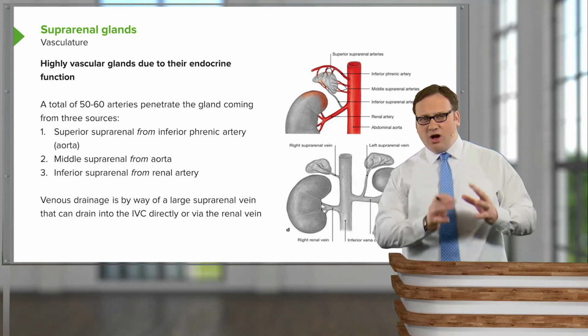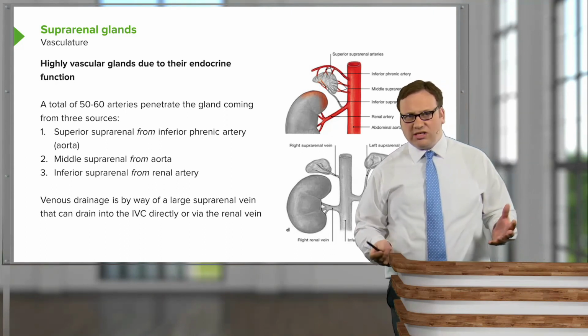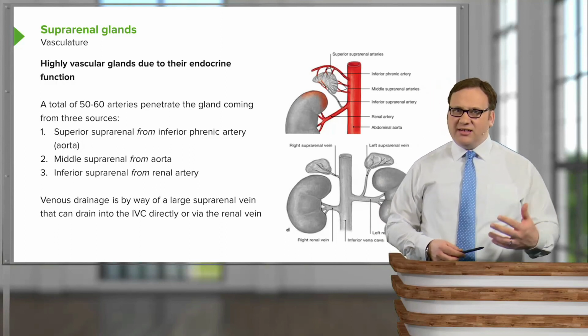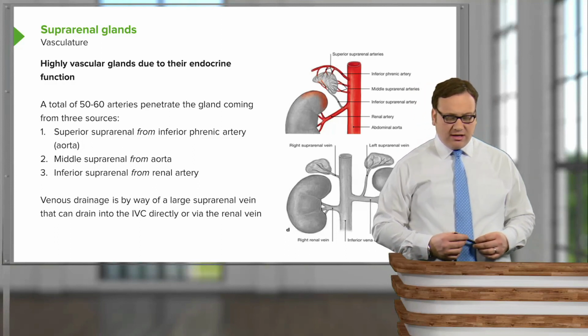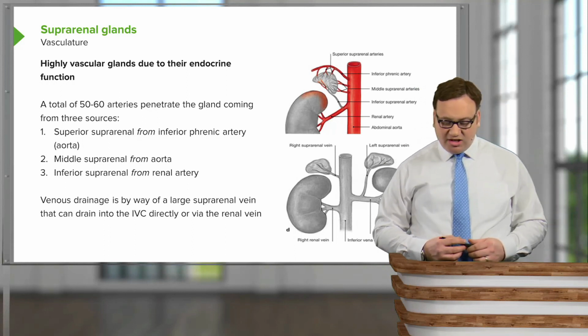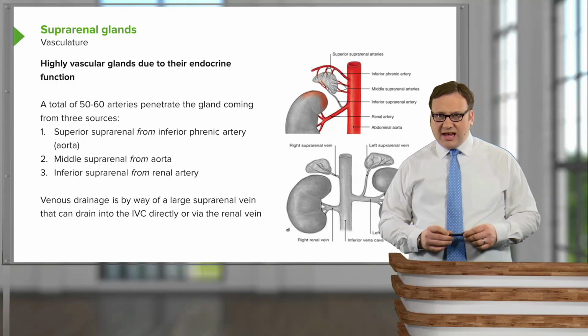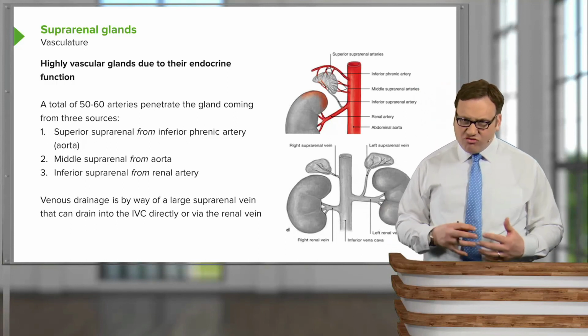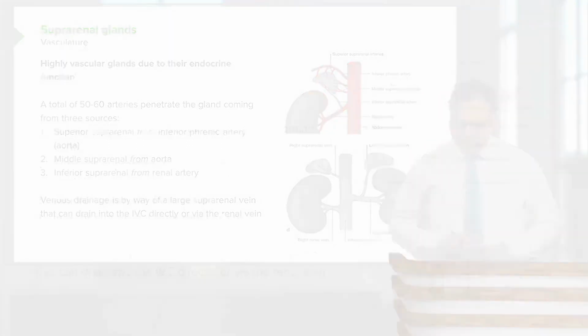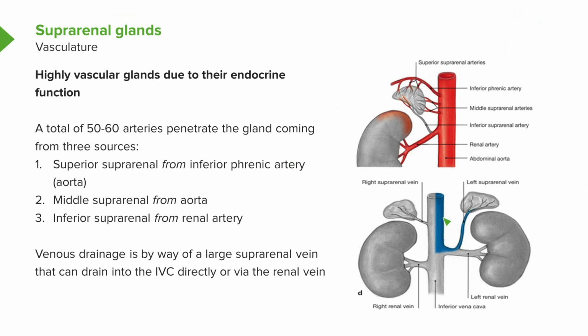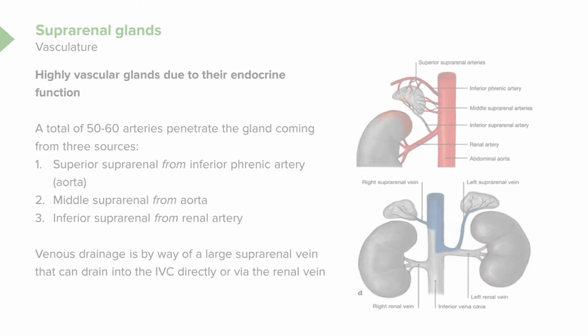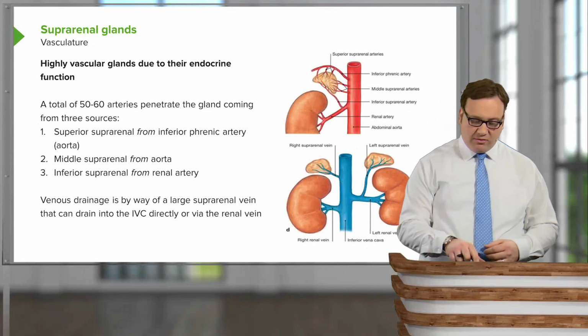And together, these will give a whole series of smaller branches totaling 50 to 60 arteries, indicating its function as an endocrine gland. Venous drainage is a lot more straightforward, and it's by way of large suprarenal veins, and these can drain into the IVC directly or via the renal vein. So we can see the suprarenal veins draining either into the renal vein here, which will go into the IVC and then up, or it can drain into the inferior vena cava itself. So we can see the vasculature of the suprarenal glands is really complex.